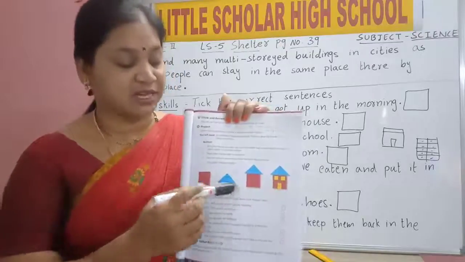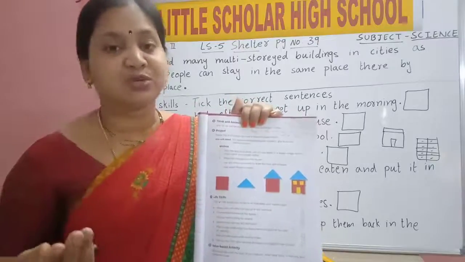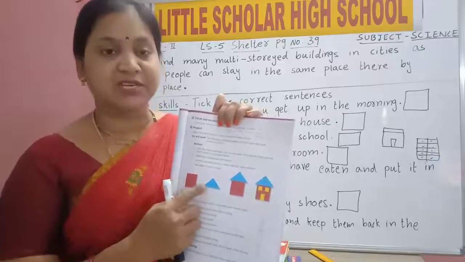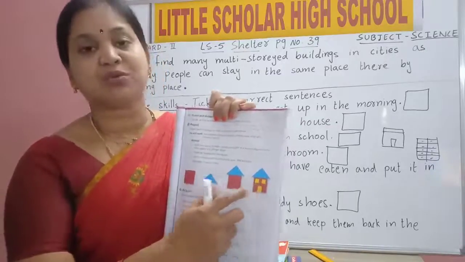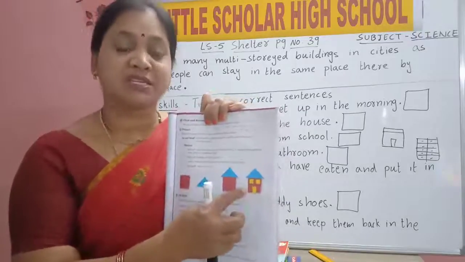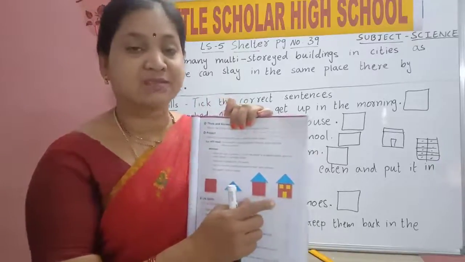You can take these 3 colors. How many colors are needed here? 3. So any 3 colors you can use to make your house. First one square paper, then triangle, then place the triangle on the square and make doors and windows. Do this house and paste it in your classwork. When you come back to school I will give you marks for this.